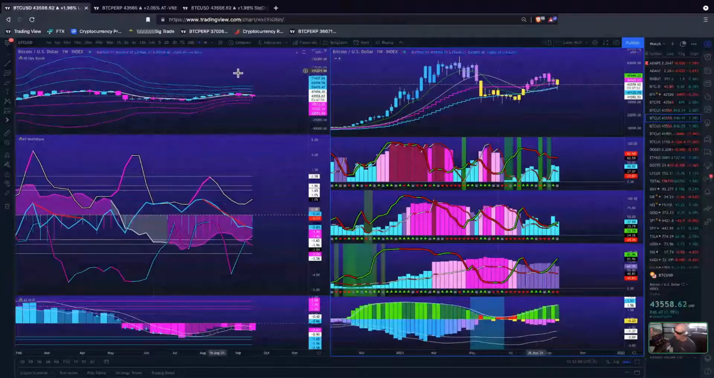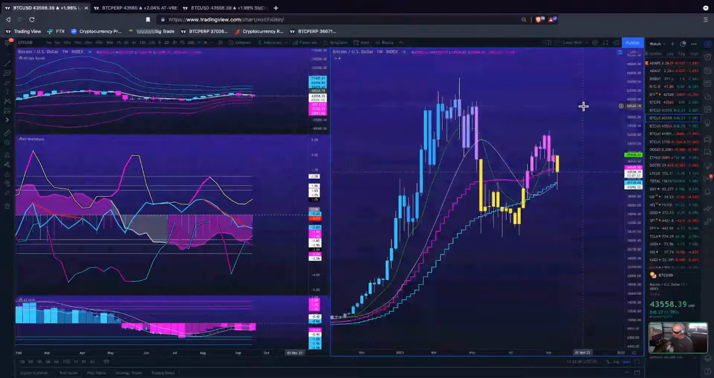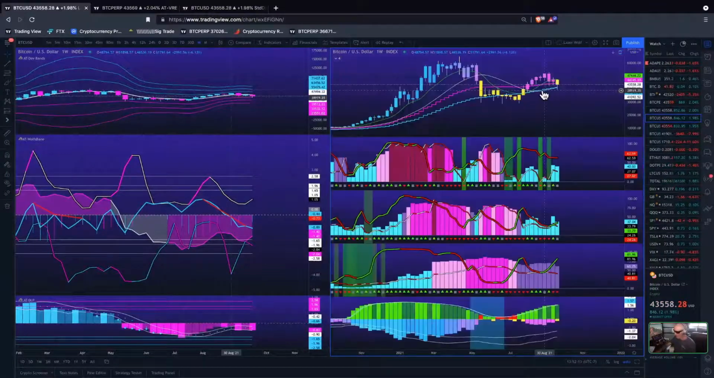Like we just showed you where the 7-day bounced. Look at the weekly though. Did the weekly bounce right on that? No, it didn't. That's because that's a weekly read. There will be differences. This is what I want to see.